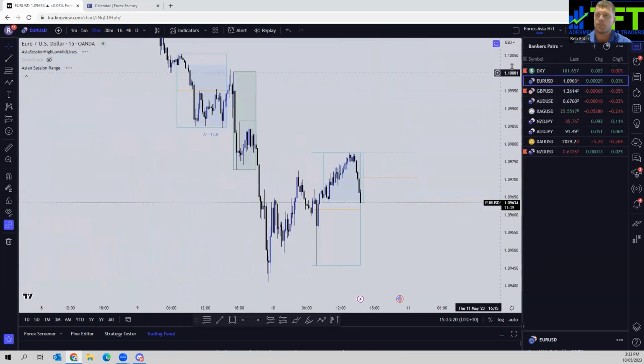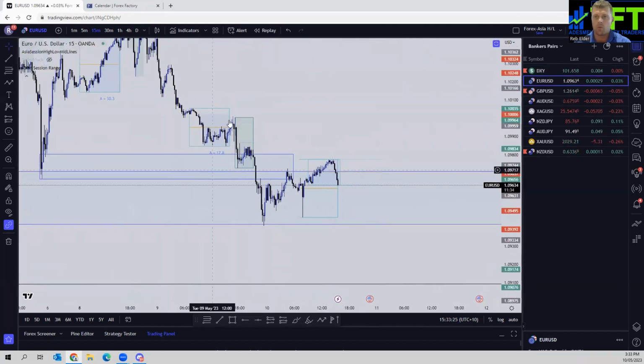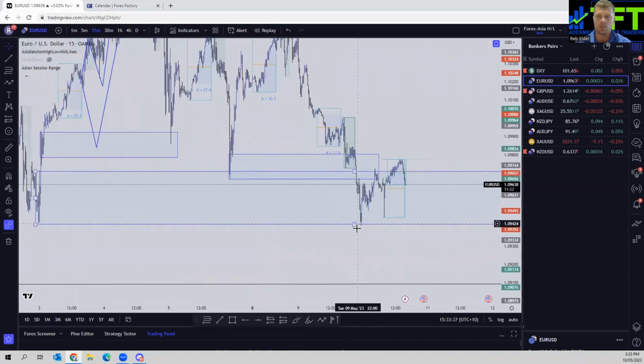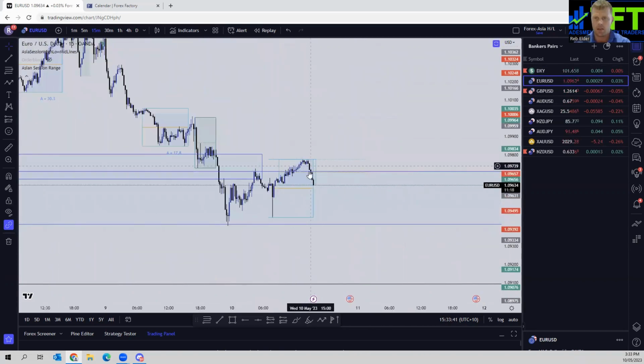Euro USD, obviously we were looking to go long. We had this pull down into this area. It did hold for a few hours, but then at the start of the New York session, it dumped again. We saw it just ever so slightly wick below this previous low, and it's been flagging back since.